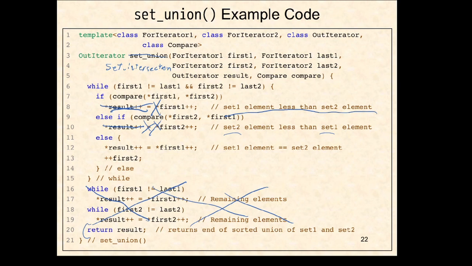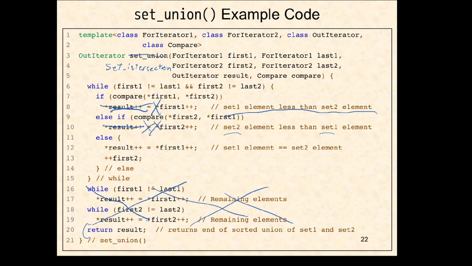Now, here's another question. If I'm doing set intersection and I'm not using a back inserter, let's say I did it in dynamic memory and I had to new a block of dynamic memory, how big would I have to make my block of dynamic memory in order for this to work? How big does the output have to be for set intersection?